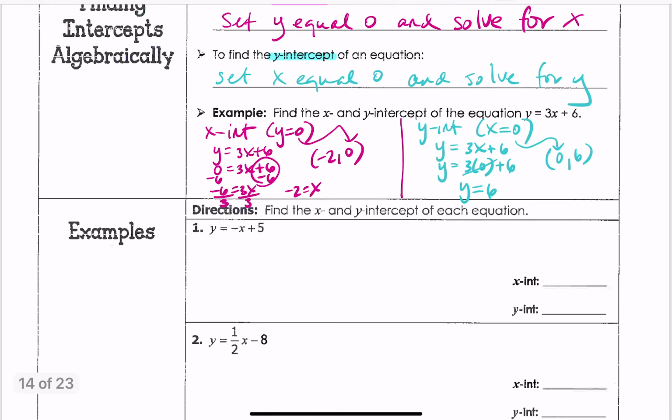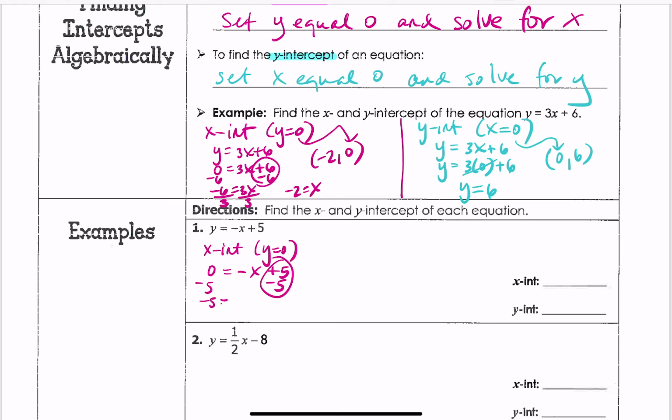For these questions, we are basically going to keep doing what I just did in that example. We'll do this one together. They want us to find the x and y intercept of each of these equations. I'll find the x-intercept first by setting y equal to 0. So I'll rewrite it: 0 equals negative x plus 5. I have to subtract 5 from both sides to get x by itself.